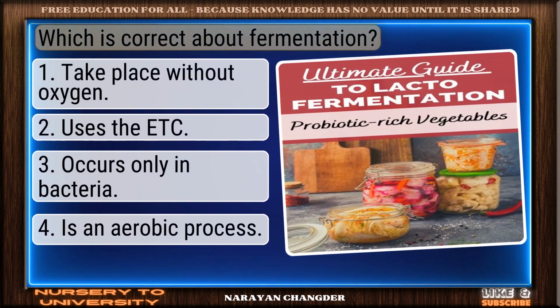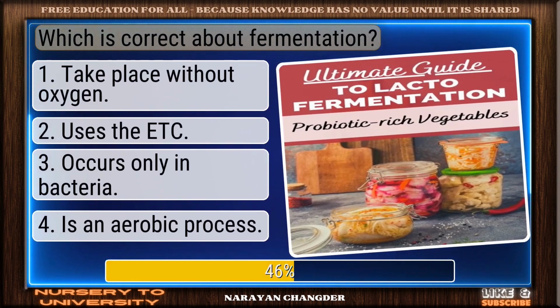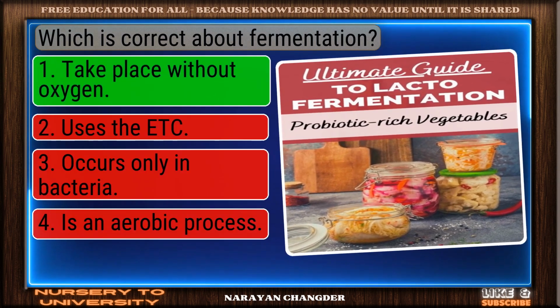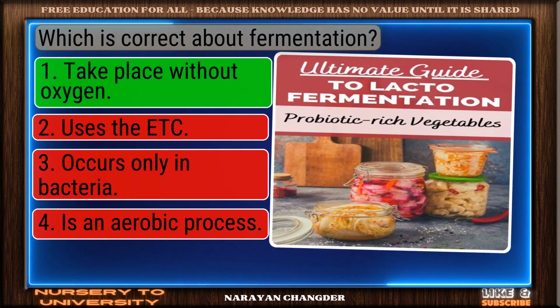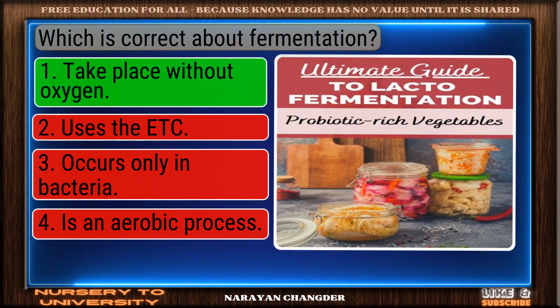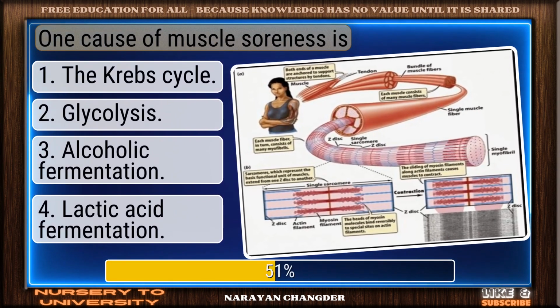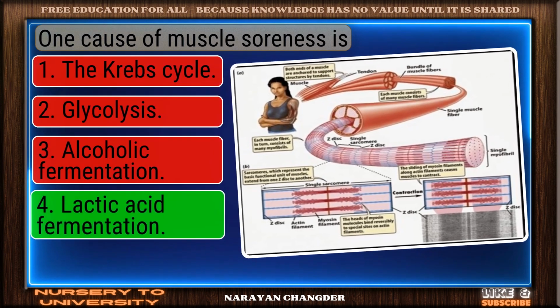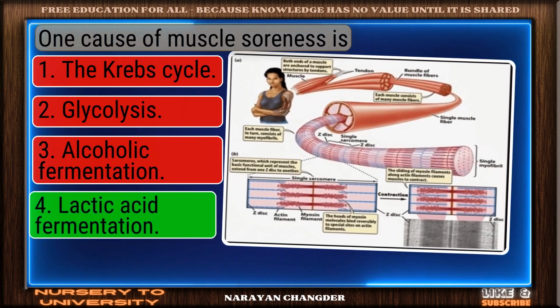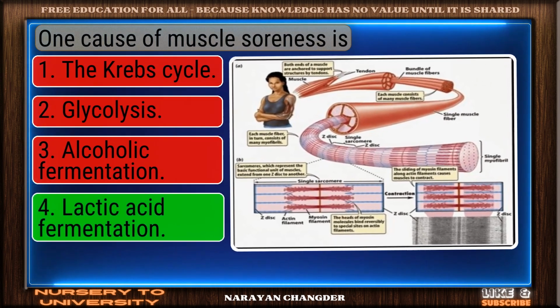Which is correct about fermentation? Perfect. Takes place without oxygen is the correct choice. One cause of muscle soreness is... Nicely done. Lactic acid fermentation is a solid answer.